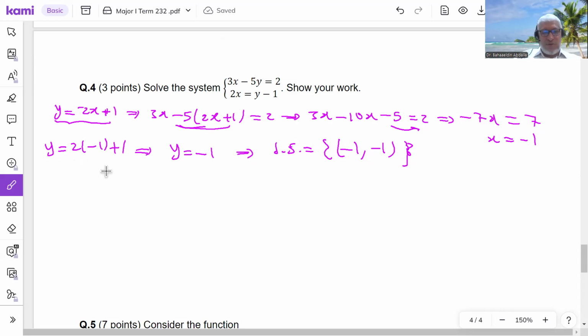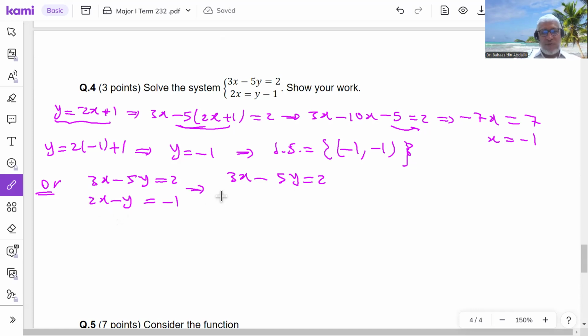This is by substitution. By elimination, I will write the first equation as it is. And the second equation, I'll bring y to this side. So I'll have them written in this form, both of them. And now I need to add the two equations, but when I add, I need one of the variables to be eliminated. So this is -5y and this is -y. If I multiply the second equation by -5, look what would happen.